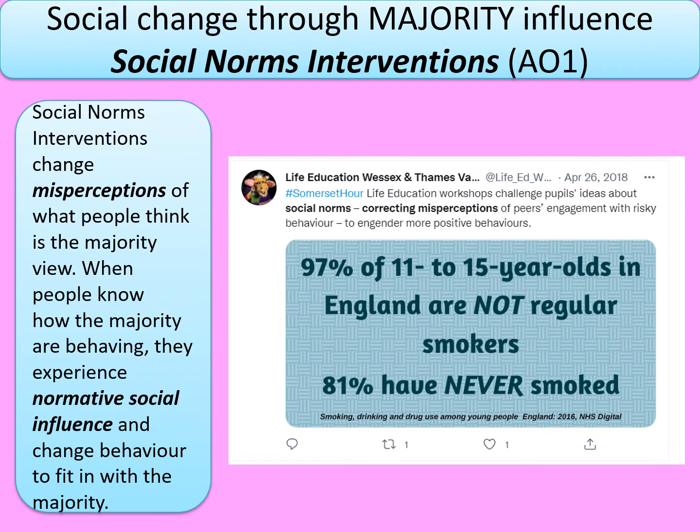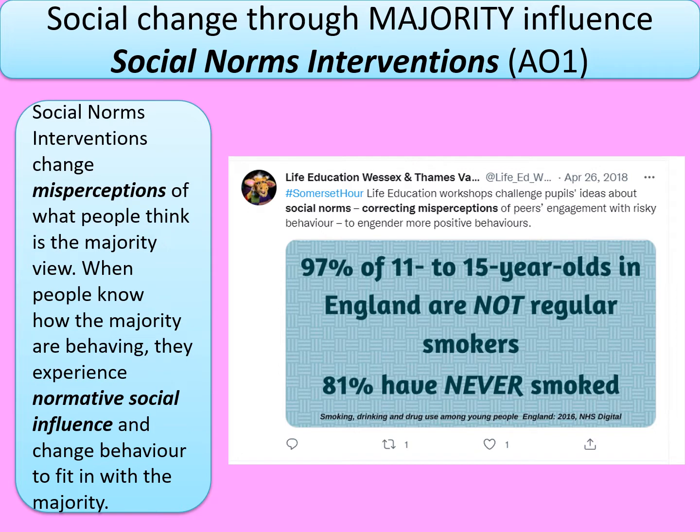So social norms interventions change misperceptions of what people think is the majority view. When people know how the majority of their peers are behaving, they experience normative social influence. And remember, that's where you conform to be liked. You conform to fit in, and so people might change their behaviour to fit in with the majority.